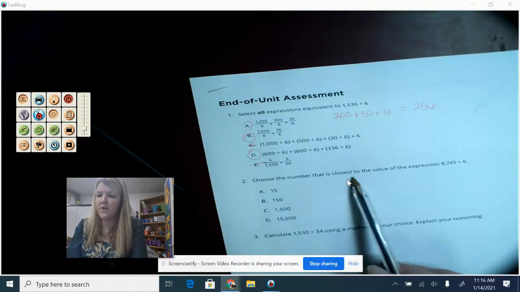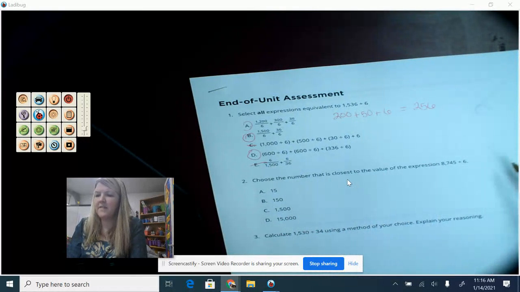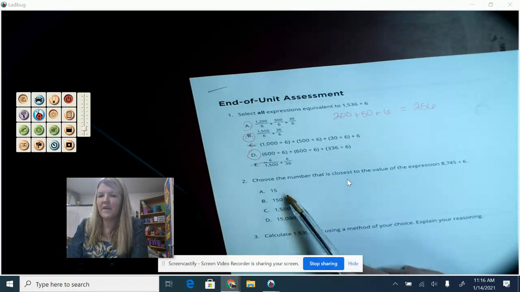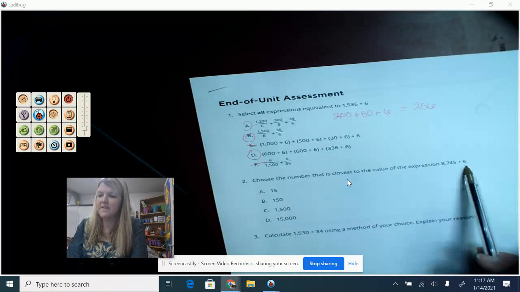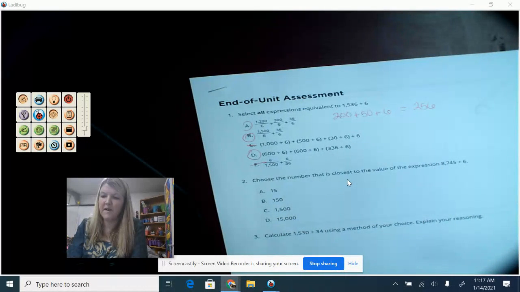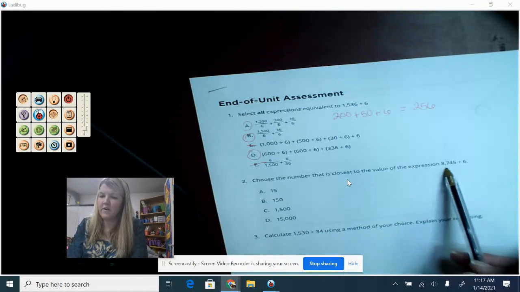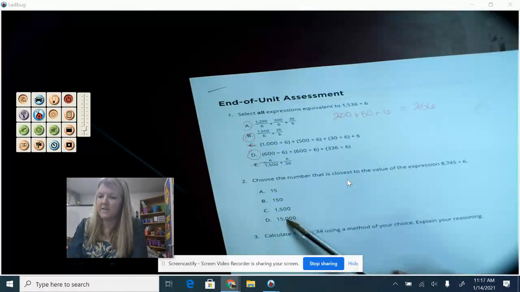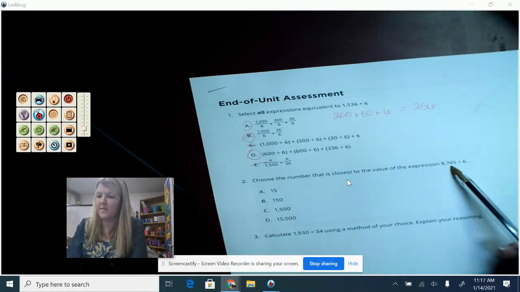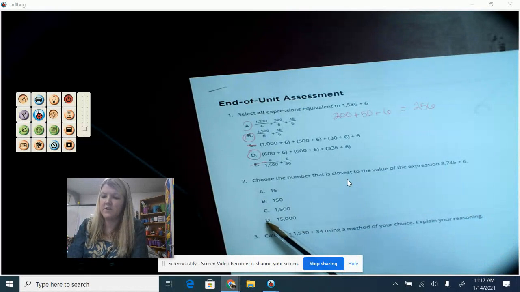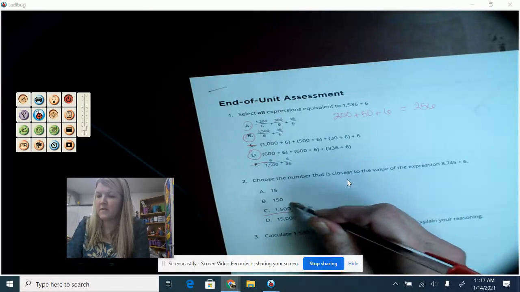So choose the number that is closest to the value of the expression 8,745 divided by 6. So you could use multiplication to check this. I know 15 times 6 is not going to be close to 8,745, so I can eliminate that one. And then, even if I rounded this, 200 times 6 is only going to be 1,200, so that's not very close. So it's going to be between these two. And this is 15,000, which is more than what we started out with. So we can actually eliminate D too. So C would be the one that's the closest.